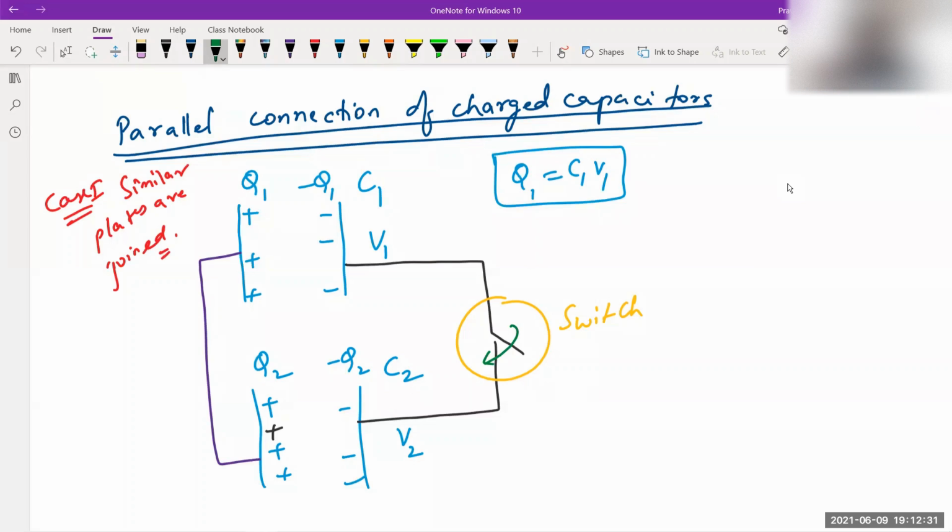So now I have closed the switch. That means now there can be redistribution of charge. So how would you proceed from now on? How would you solve these questions? What's your approach?